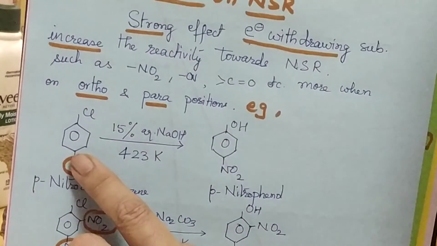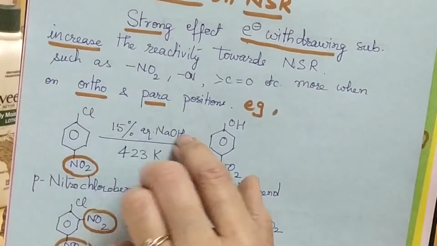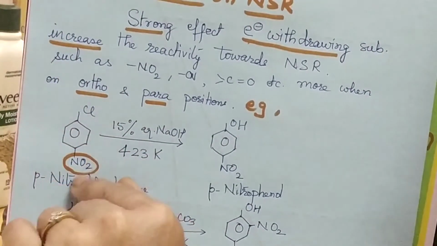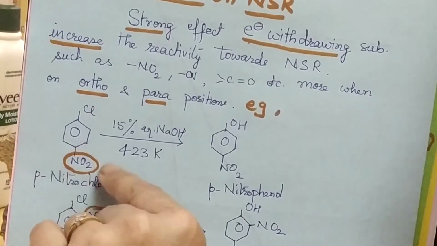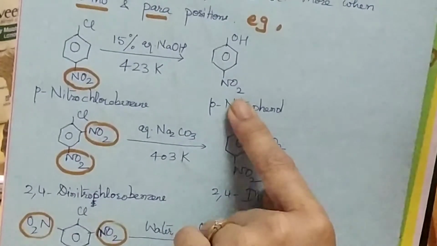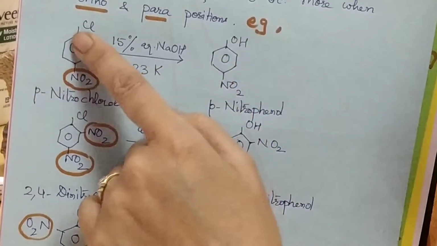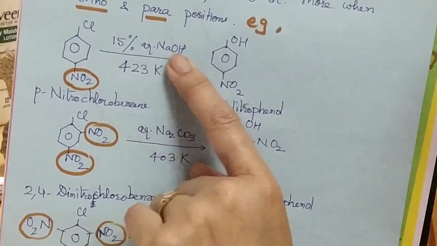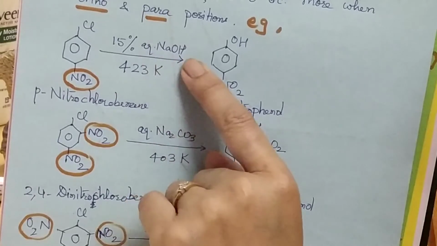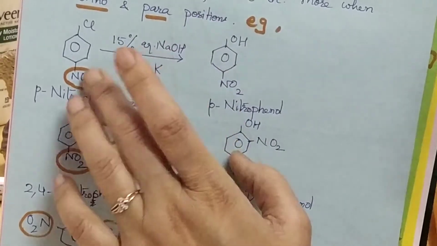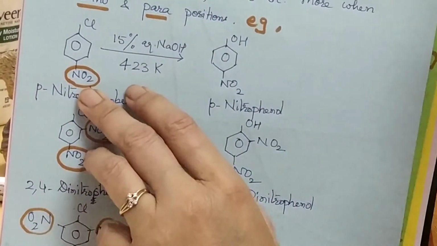If I take chlorobenzene and react it with NaOH, I had earlier seen the reaction conditions. Now I am replacing this chlorobenzene with para-nitrochlorobenzene, that is, one nitro group is present at the para position with respect to chlorine, and I obtain the product here as para-nitrophenol, that is, chlorine has been nucleophilically substituted by this OH group. I'll be using now only 15% aqueous NaOH, and the temperature is reduced to 423 Kelvin. So earlier it was higher. That means that the presence of nitro group has eased up the reaction conditions.